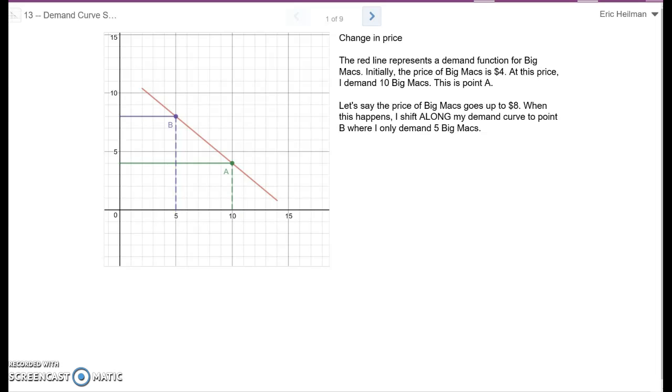So this is the demand curve for Big Macs, I believe. Yep. So the horizontal axis is quantity of Big Macs demanded, and the vertical axis is the price of Big Macs. So initially, Big Macs cost $4. And when Big Macs cost $4, I demand 10 of them. For some reason, the price of Big Macs goes up to $8.